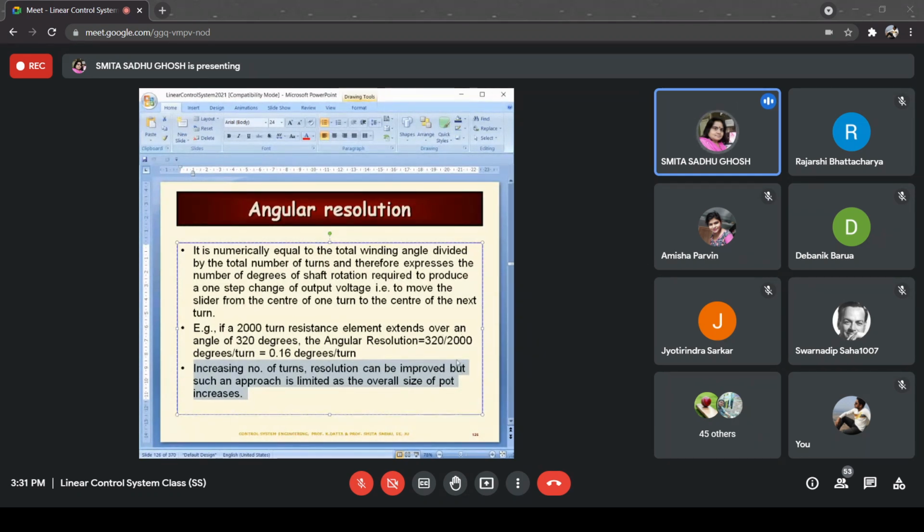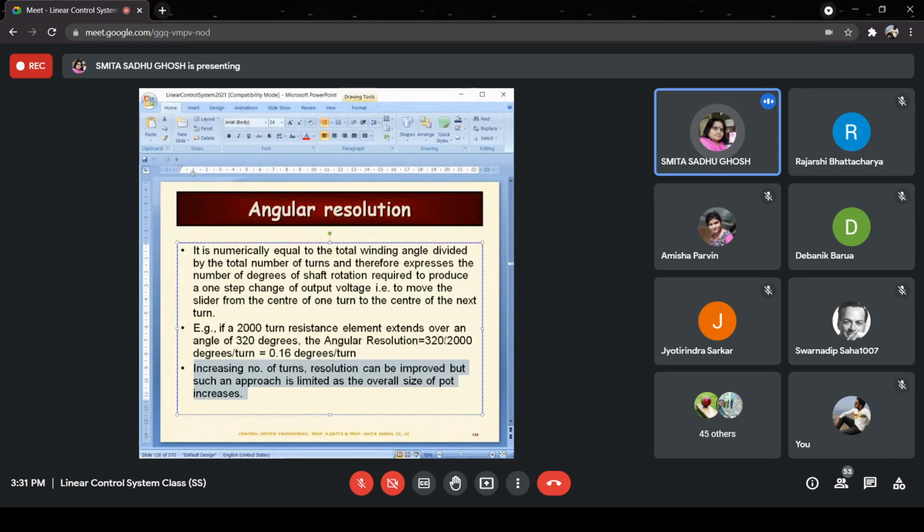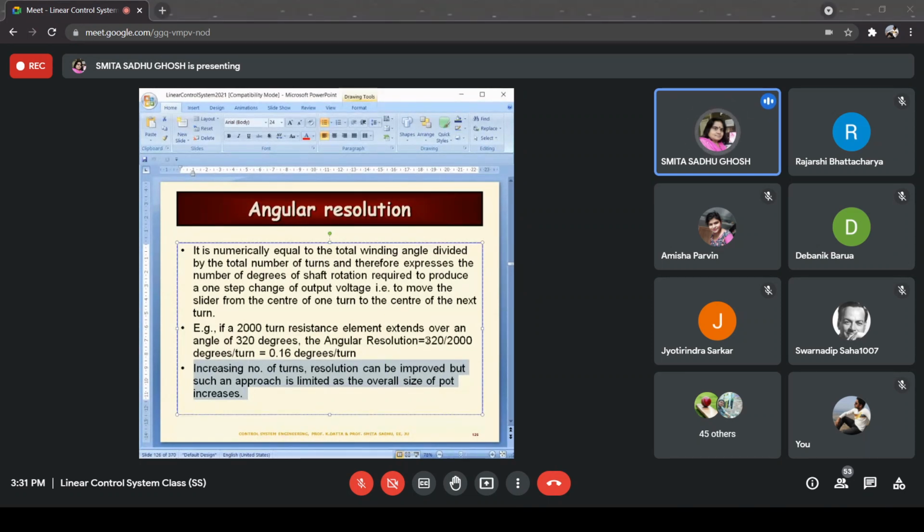So angular span, you really cannot extend beyond a particular value. At the most, you can say, okay, I want 340. Fine, 340, but not beyond 360. So what can you do to improve your angular resolution? Improving means making the resolution smaller. So that means we would be going for increasing the number of turns.